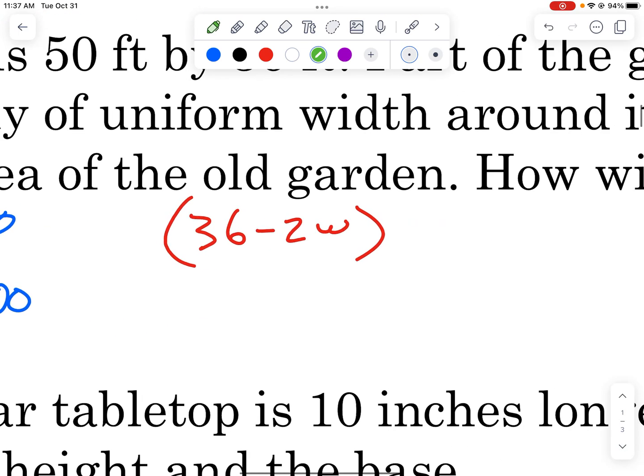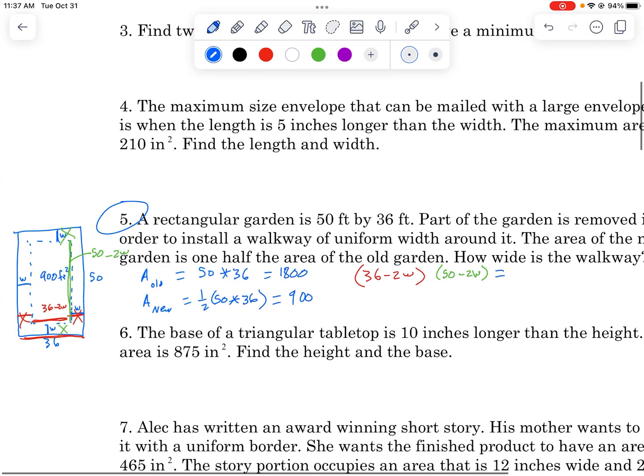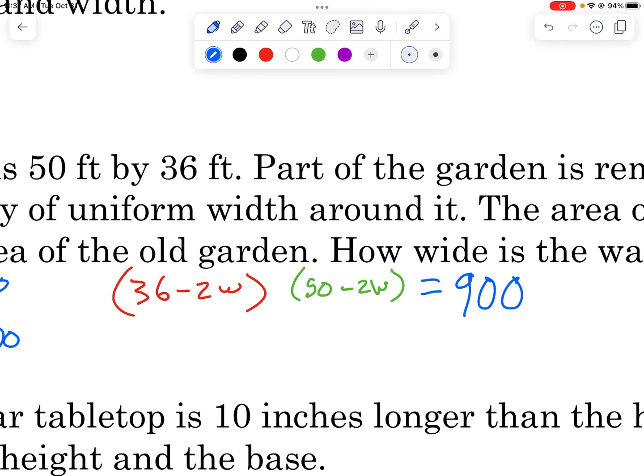And so we got the bottom part, and we have the top part, which is 50 minus 2W. And if we multiply those two things together, it's going to equal the area of the inside, which we already got, which is 900. So it's going to equal 900. All right. This is an equation that we could use to solve for W, to find out how wide that walkway is.